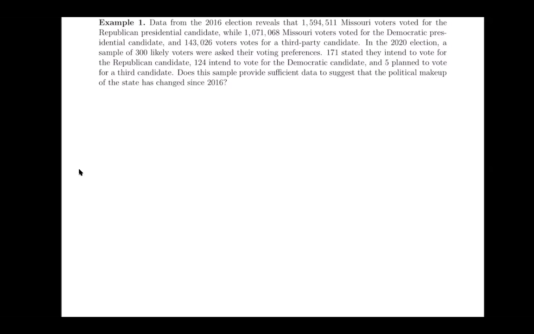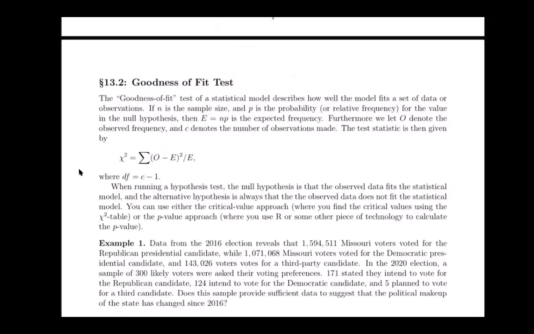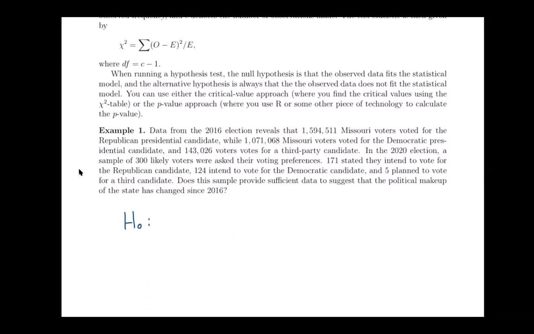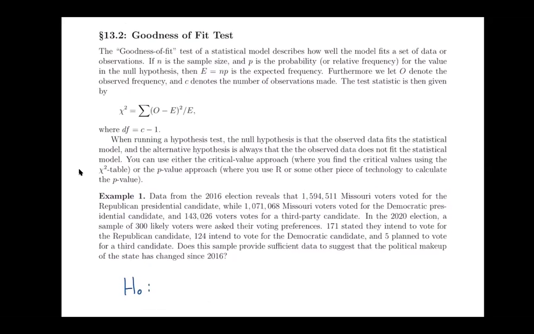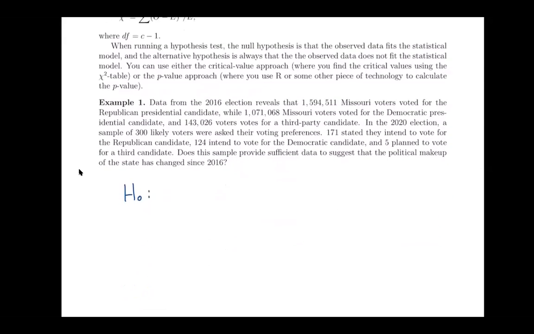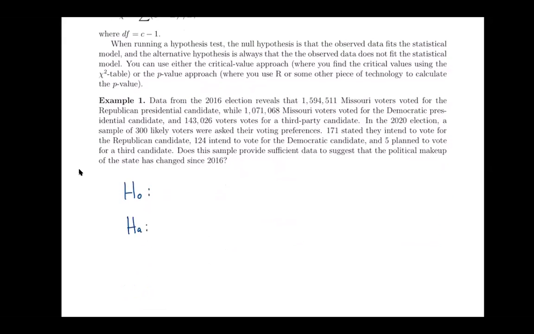What the question is asking now is, does this poll give us enough evidence to say that the political makeup of the state is different than it was in 2016? So remember that, in general, the null hypothesis is that nothing happens. Specifically for a goodness of fit test, the null hypothesis is that the data fits the model. In other words, it's a good model, nothing interesting happens. What we expected to happen happens. The alternative hypothesis is that we have something new.